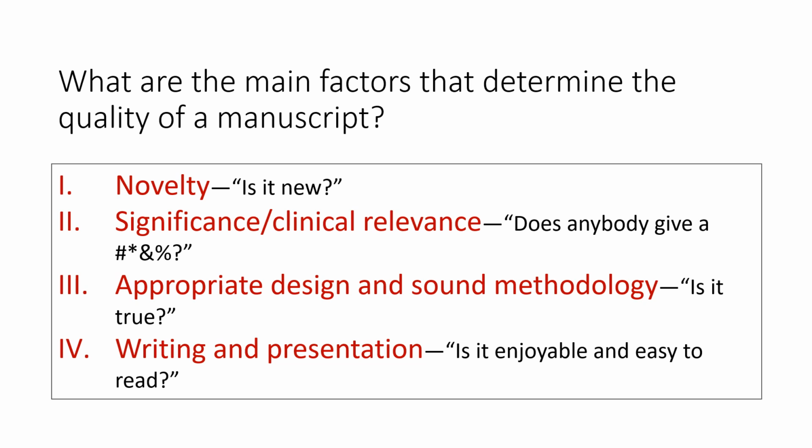So there is a number of items and facets and perspectives from which you can judge the quality of a paper, but the major pillars of this judgment are novelty, how new is our study and how interesting and novel our findings are, the significance for clinical relevance, whether our design and methodology are robust and appropriate, and whether the writing and presentation are attractive and fruitful.